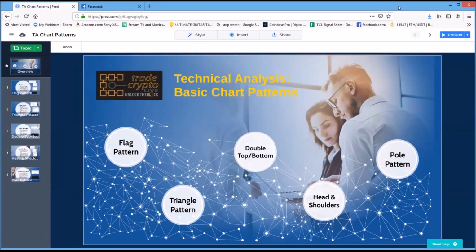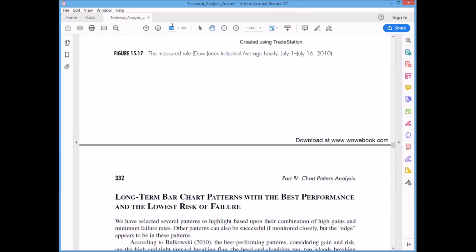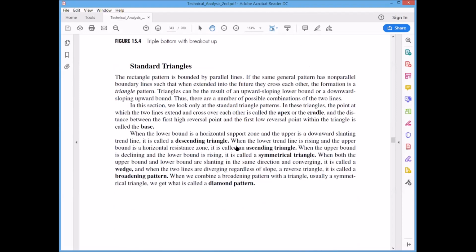I'm going to back out of this, and we're going to go back to our technical analysis book, and take a look on page 343 of the PDF and talk about triangles. I almost debated not putting triangles in, like I did with wedges, because triangles have several types themselves. And you'll see in bold here in the text, descending triangle, ascending triangle, symmetric triangle. And then they say when both the upper bound and lower bound are slanting, it's called a wedge. So really, wedges are a part of triangles, but there are so many variations of wedges.